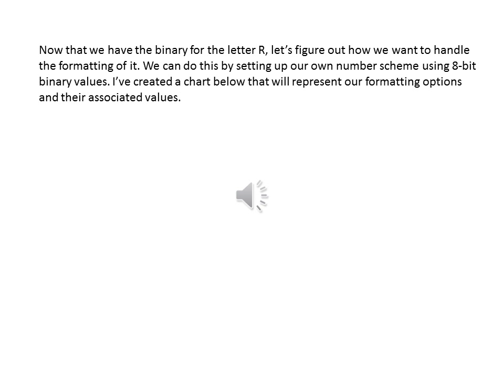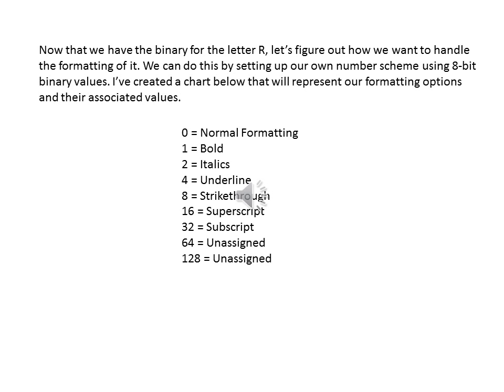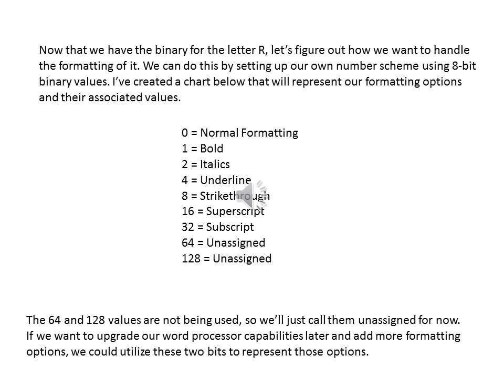Now that we have the binary for the letter R, let's figure out how we want to handle the formatting of it. We can do this by setting up our own number scheme using 8-bit binary values. I've created a chart below that will represent our formatting options and their associated values. If the value is 0, it will just have a normal formatting. The number 1 will represent bold, the number 2 italics, and so on. Notice above that the 64 and 128 values are not being used, so we'll just call them unassigned for now. If we ever want to upgrade our word processor capabilities later and add more formatting options, we could utilize these 2 bits to represent those options.